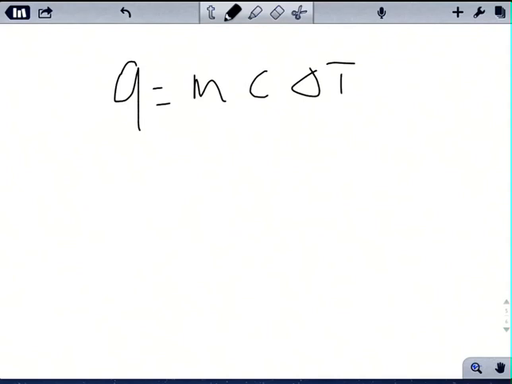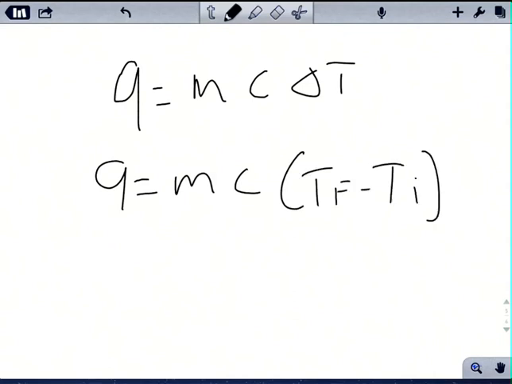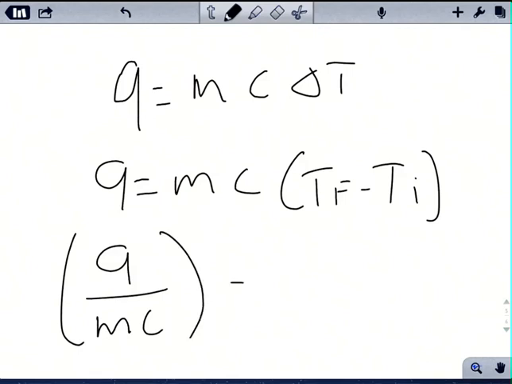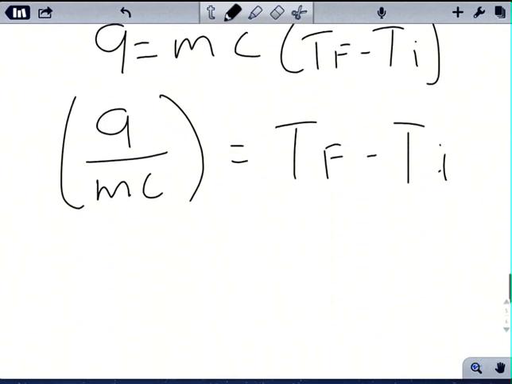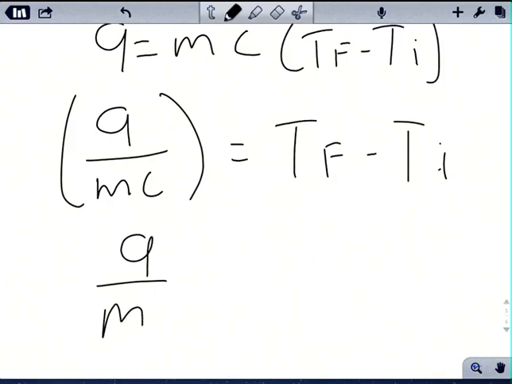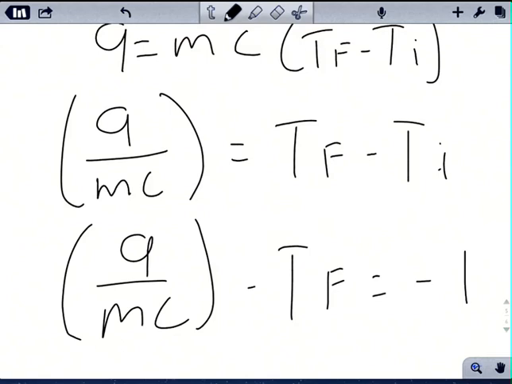Looking at that, remember we just break it up. Q equals MC, and delta T means temperature final minus temperature initial. So remember all we have to do is go Q over MC, and that equals temperature final minus temperature initial. Now if we're solving for our temperature initial, what we have to do is take temperature final to the other side, and then we'll get Q all over MC minus temperature final equals negative temperature initial.